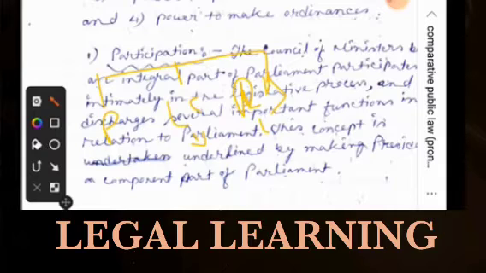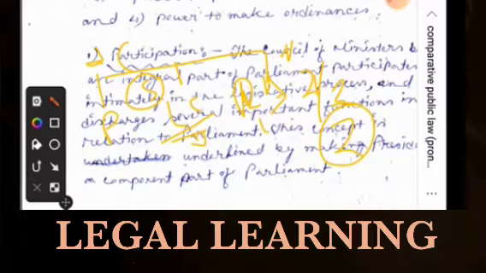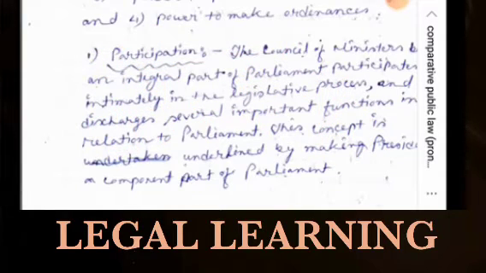The term of Lok Sabha is five years. It is subject to dissolution, but the Rajya Sabha is not subject to dissolution, and one-third of its members retire every two years. So the Parliament is composed of the President, Lok Sabha and Rajya Sabha. That means the President is part of the Parliament. This concept is underlined by making the President a component part of Parliament.